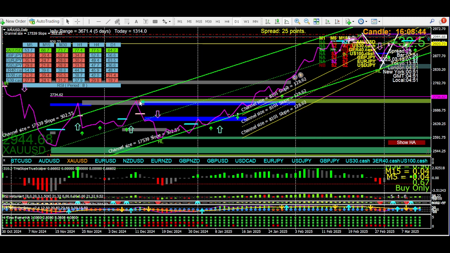So sellers broke, tested, broken, and if we look at the bars, it will probably have come back and tested that zone there.